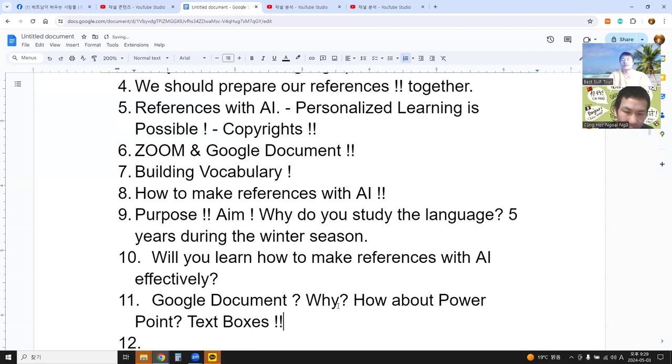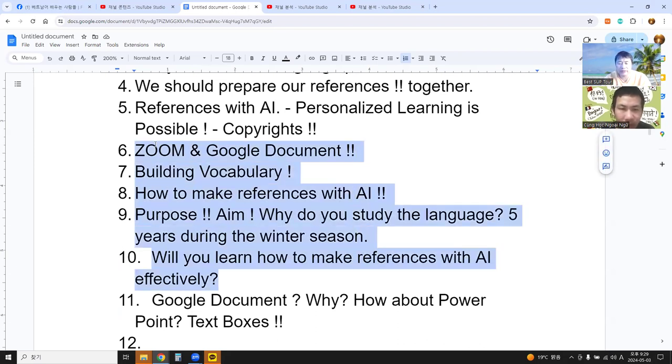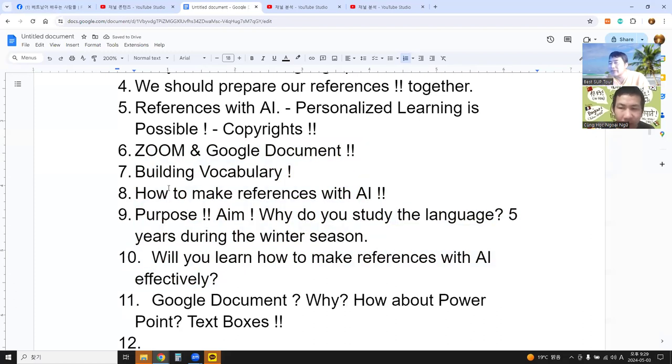This is a problem with PowerPoint. When I use PowerPoint, editing is very difficult. When I add or delete some text, I always have to use a text box. But how about Google Document? They don't need it. No need for a text box. When I edit something, I just edit here. Then editing is very, very easy.